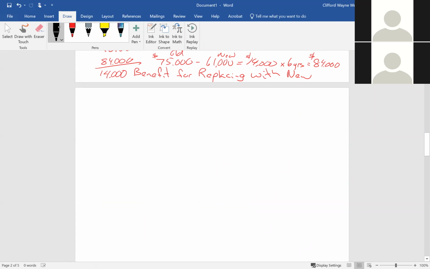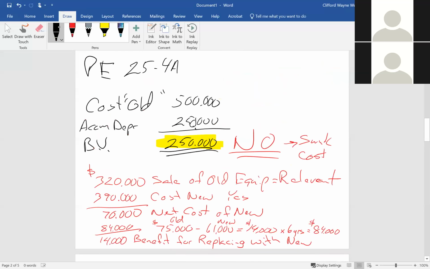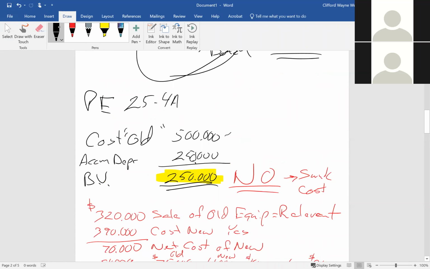I've chosen these because they have specific components that I wanted to highlight. There's the aspect of a sunk cost, all right? By the way, the sunk cost in this scenario is not the historical cost, it's the book value. I think there's a multiple choice question that says, hey, what are the sunk costs? And it gives you the old historical cost of 500. It gives you the accumulated depreciation. Let's just say it was 300.